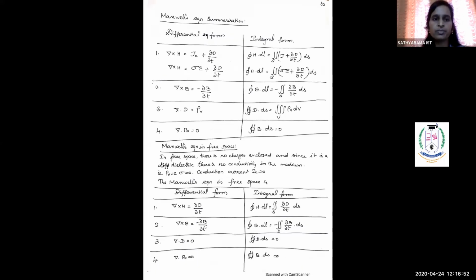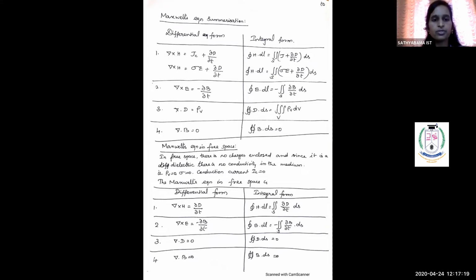So we have seen Maxwell's equations 1, 2, 3 and 4. 4 equations we have seen. Now we are going to see the consolidated equations, that is in differential form and in integral form. See the differential form. The first equation is derived from Ampere's circuital law, that is del cross H is equal to sigma E plus dou D by dou t. And the integral form of the equation is line integral H dot dl is equal to surface integral sigma E plus dou D by dou t into dS.